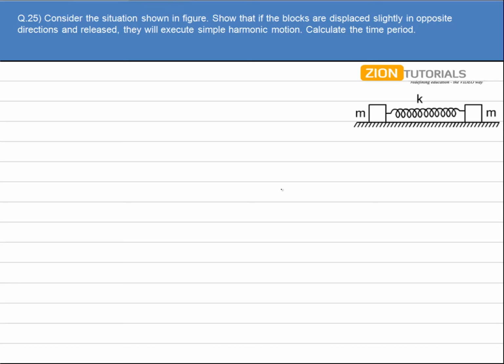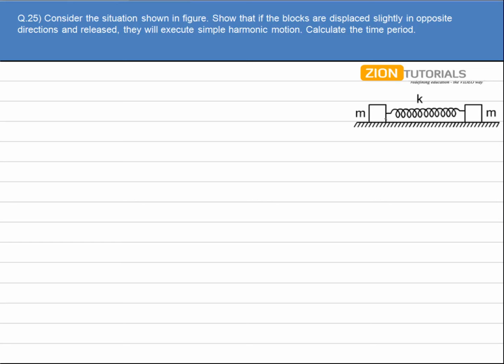Consider the situation shown in figure. Show that if the blocks are displaced slightly in opposite direction and released, they will execute simple harmonic motion. Calculate the time period. Now in such kind of questions, one thing you have to remember, the concept point, is that the center of mass will always be stationary. Or in other words, the net energy of the system will always remain constant.